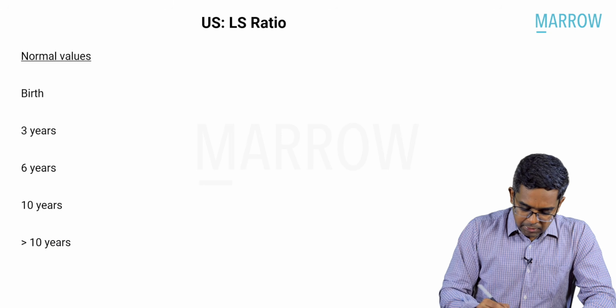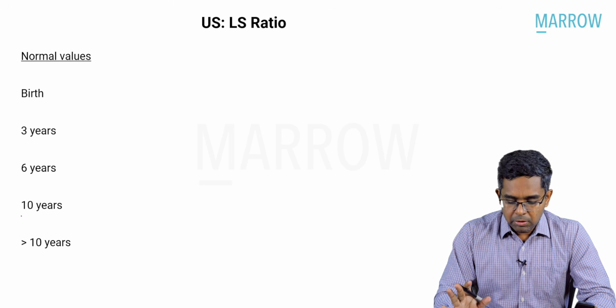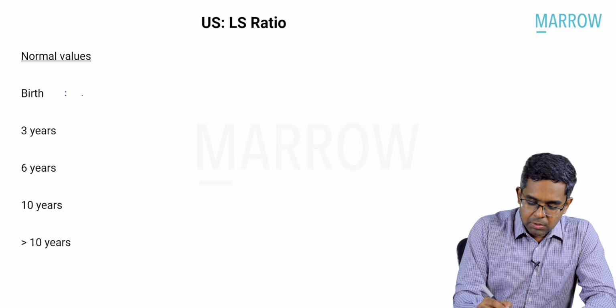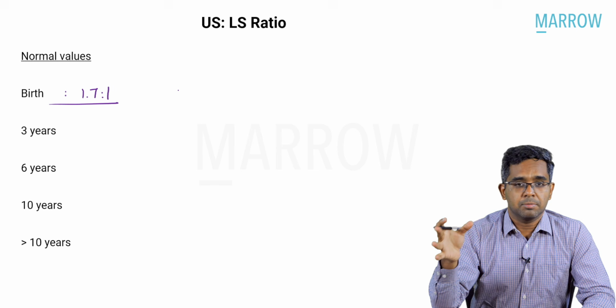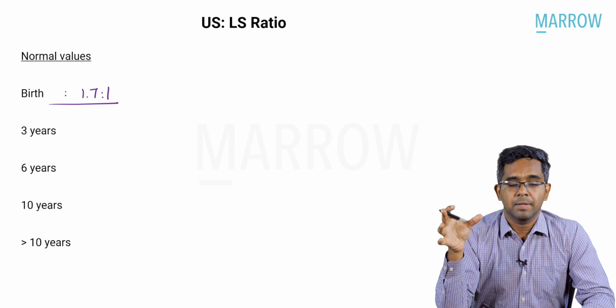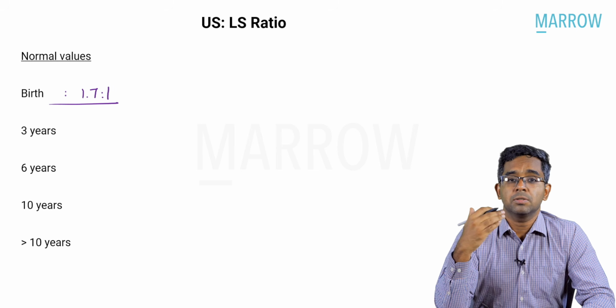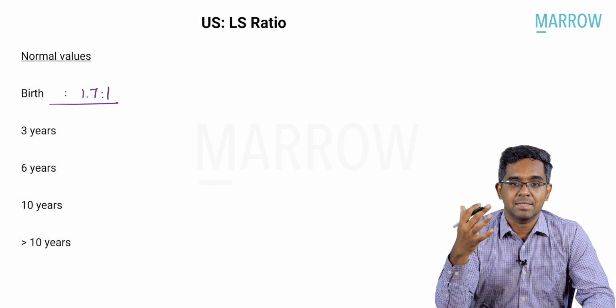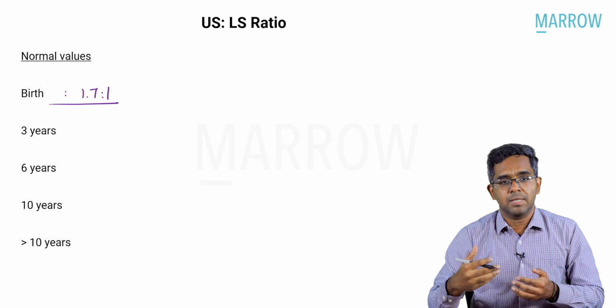See, the normal values. First of all, you need to remember the normal values. At the time of birth, it is 1.7:1. Upper segment is more compared to lower segment. So that's why the ratio is 1.7:1. But after birth, the lower segment or the legs keep on increasing in size. So that is why the ratio keeps on decreasing after birth.